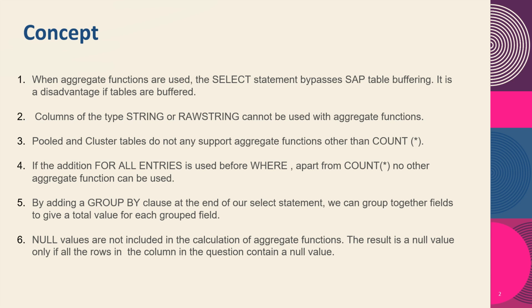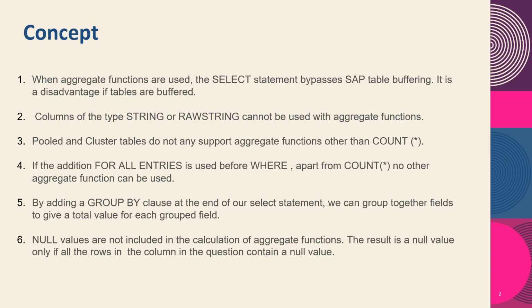And we need to remember the columns of type string and raw string cannot be used in aggregate functions. Pooled and cluster tables as well do not support aggregate functions other than the count star. If we have already used for all entries in the where conditions, except count star, we also can't have any aggregate function.